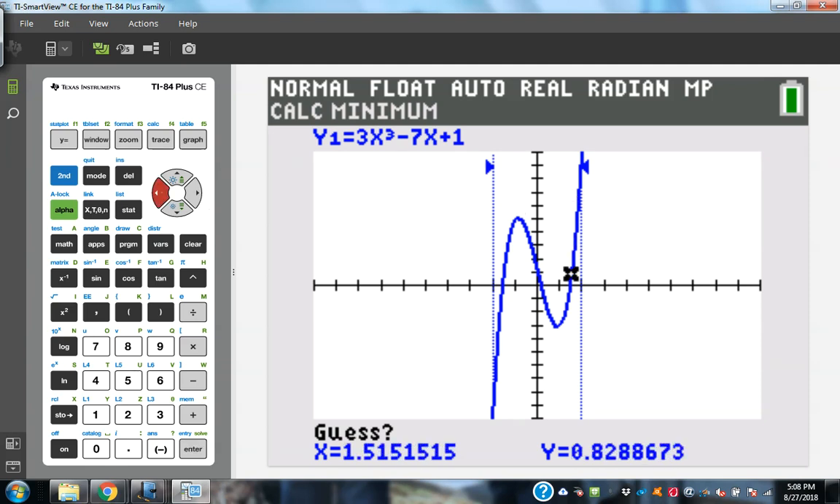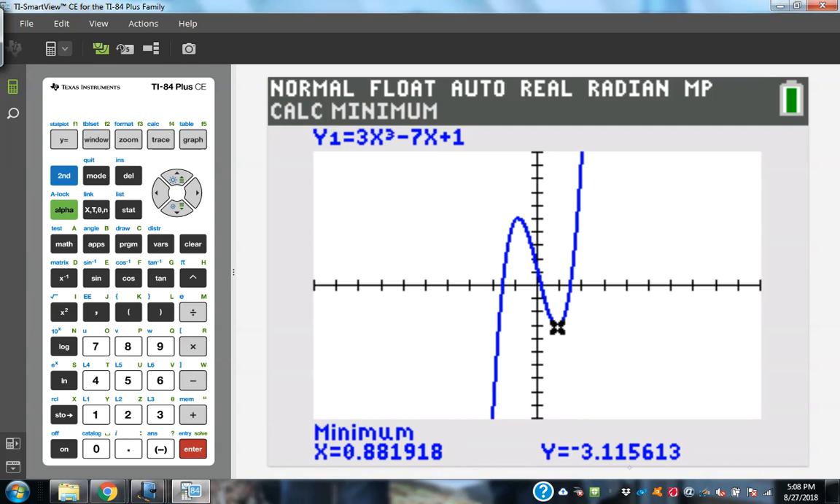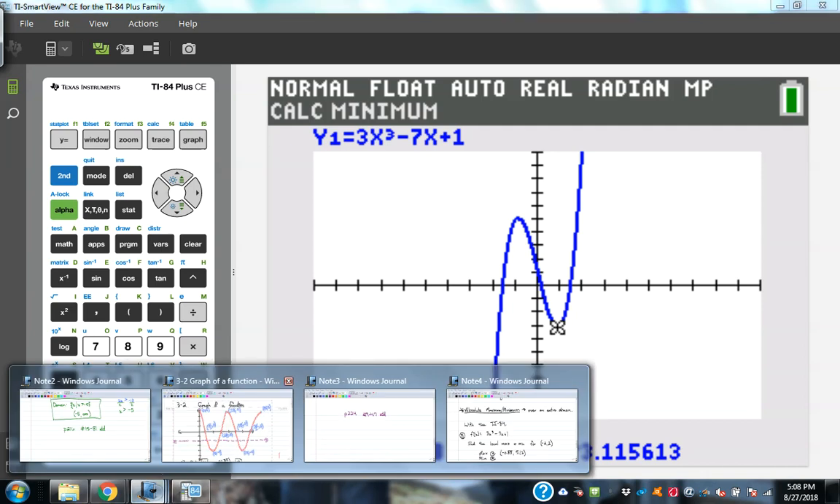I'm just going to move till I get close to that bottom there. Doesn't have to be right on it. Just got to be close. I think that's real close. +0.88, -3.12.